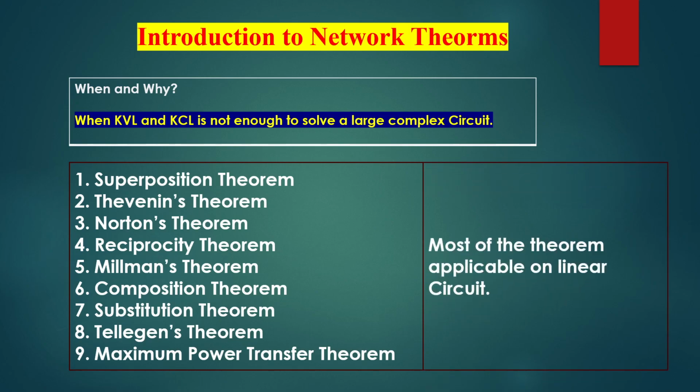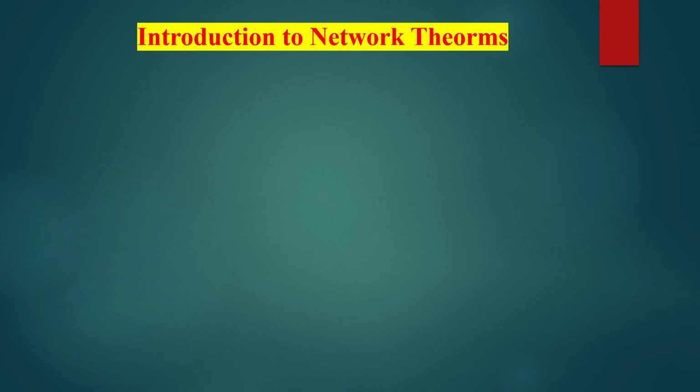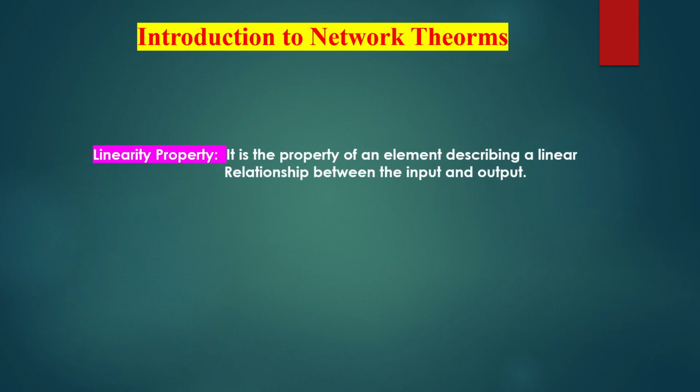So most of the theorems are applicable on linear circuits. Okay, most of the theorems mainly work when the circuit is a linear circuit. So we'll see what is the condition of a linear circuit. Okay, linear property, actually it is the property of an element describing a linear relationship between the input and output. Okay, it describes that the relationship between the input and output is linear.